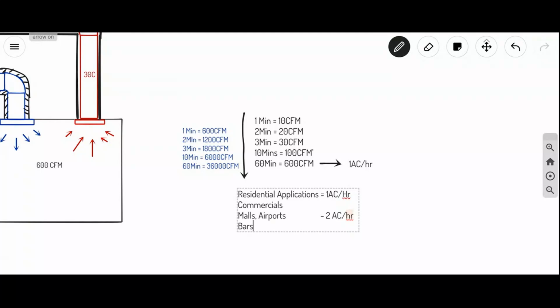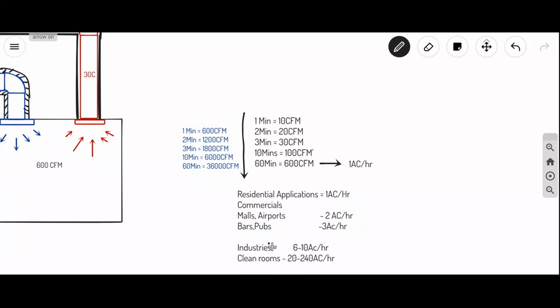Next, bars, pubs, restaurants. It requires 3 air changes per hour. And industries, it requires 6 to 10 air changes per hour. Clean rooms, it requires 20 to 240 air changes per hour. These are the ASHRAE recommended values.